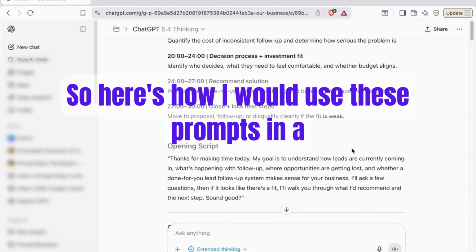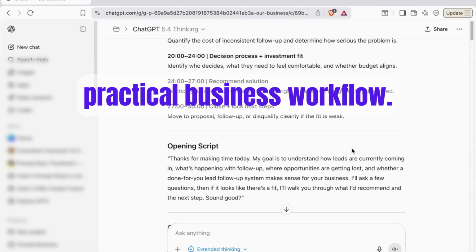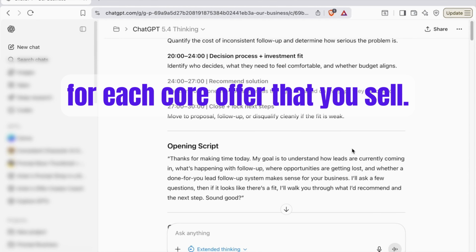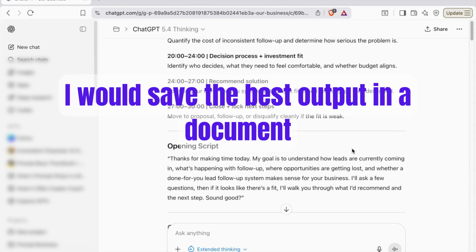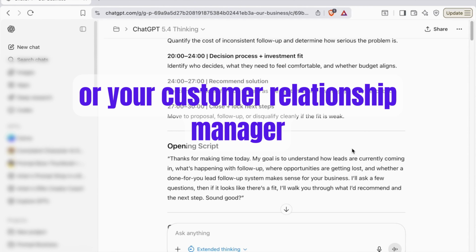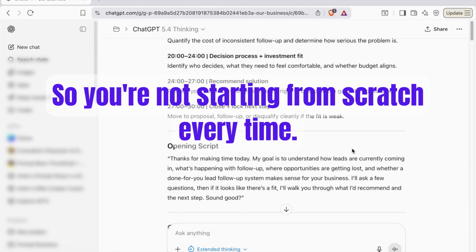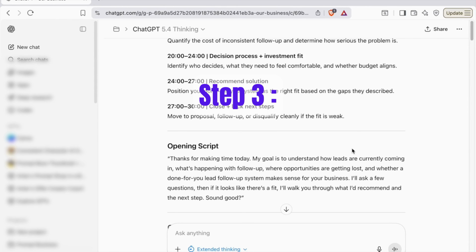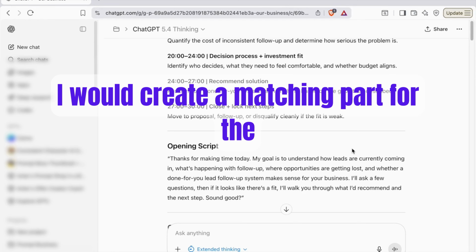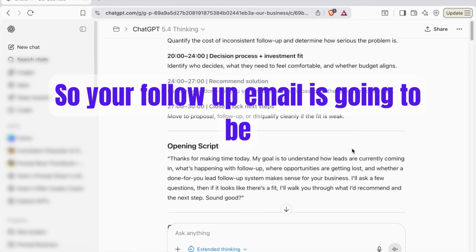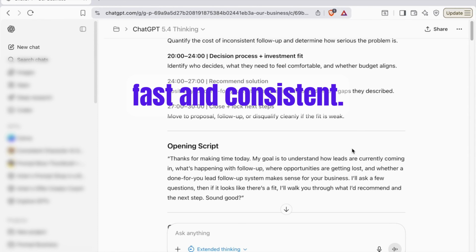So here's how I would use these prompts in a practical business workflow. Step 1, I would create a version of prompt 5A for each core offer that you sell. Step 2, I would save the best output in a document or your customer relationship manager software like a HubSpot or whatever software that you use, so you're not starting from scratch every time. Step 3, I would create a matching template for the second prompt for each of my offers. So your follow-up email is going to be fast and consistent.